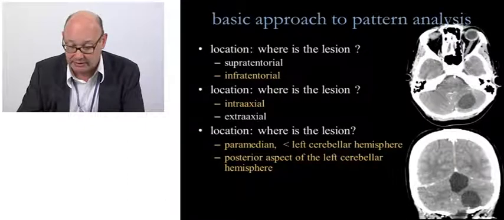Well, here you can clearly see there's not one lesion, but two lesions, and both are in the posterior fossa, and it looks like they are within the parenchyma. They look like intraaxial lesions. Well, that's what it is. It's intraaxial, it's infratentorial. Two lesions: one is arising within the left cerebellar hemisphere, the other one is in the posterior aspect of the left cerebellar hemisphere.